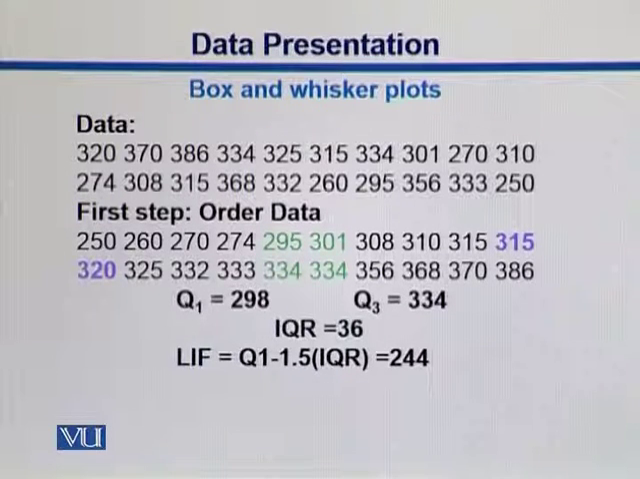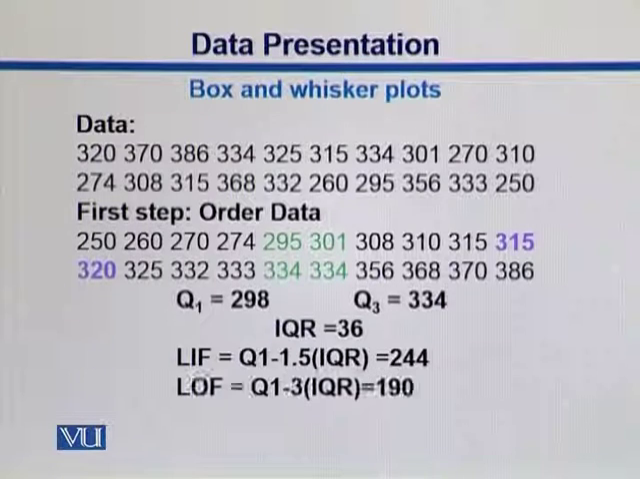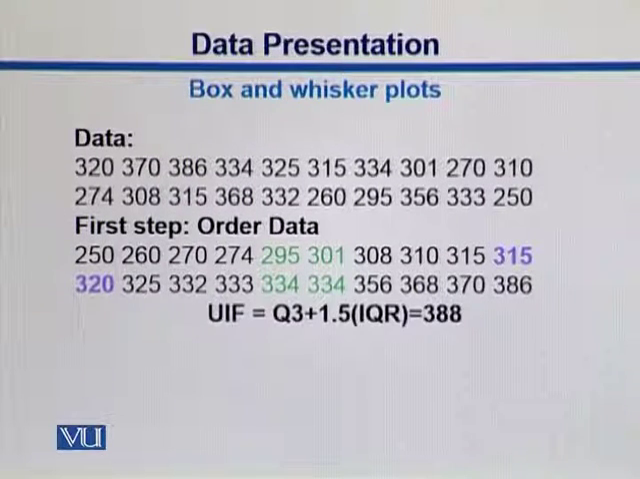So it's a number that comes to 244. We define another fence, we call it the lower outer fence. So that is Q1 minus 3 IQR, 190 in this case. Same way we define upper fences.